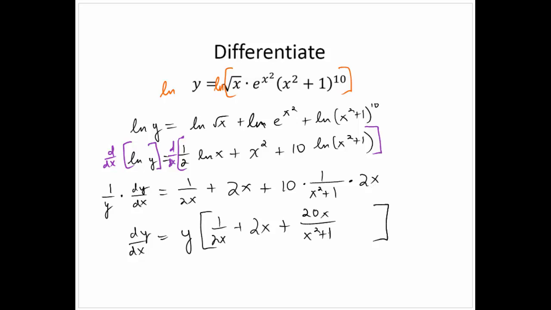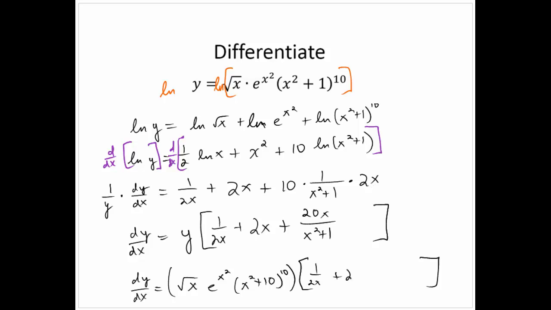And now all we do is substitute our original y. So then dy dx would equal square root of x times e to the x squared times (x squared plus 1) to the 10th, times 1 over 2x plus 2x plus 20x over x squared plus 1. Don't try to simplify that. Just leave it alone the way it reads.